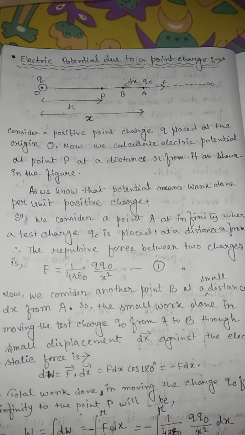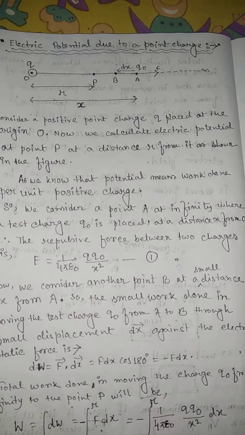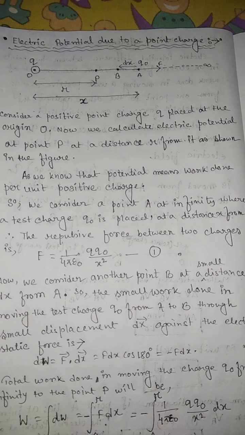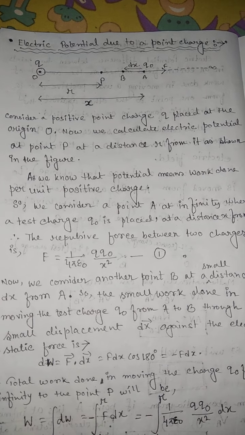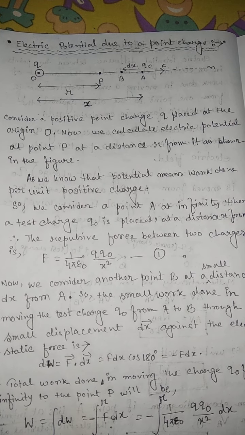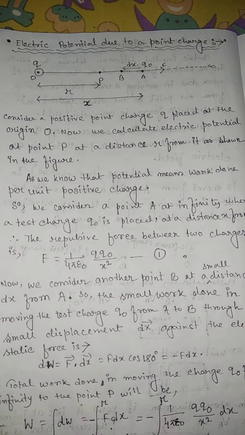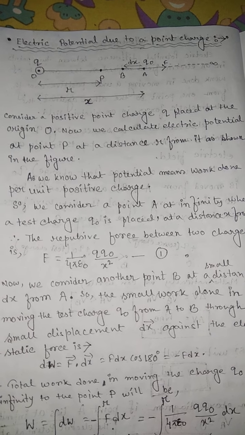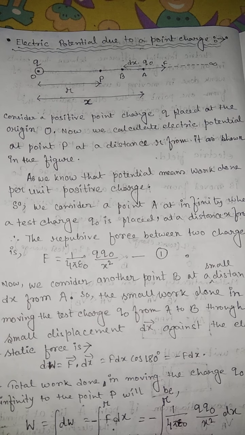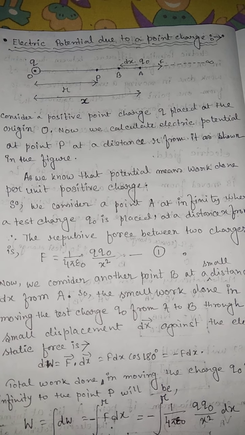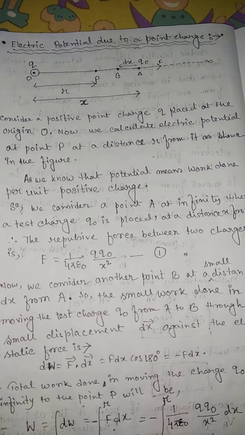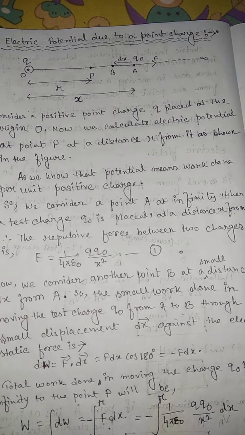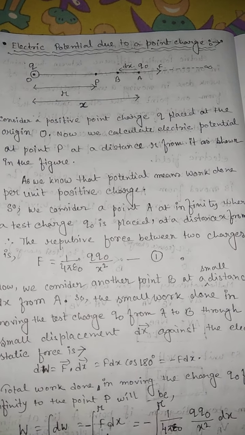Okay, now we derive an equation or formula for electric potential due to a point charge. In this figure, we consider a point charge Q situated at point O, and we calculate the electric potential at point P at a distance r from it. As we know, potential means work done per unit positive charge. That means first of all we calculate the work done.